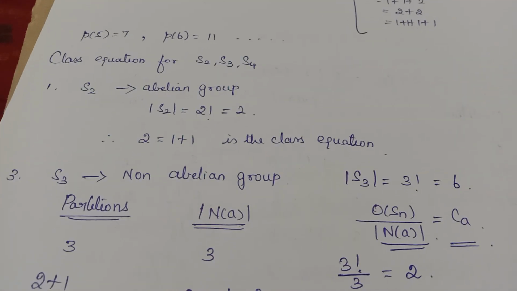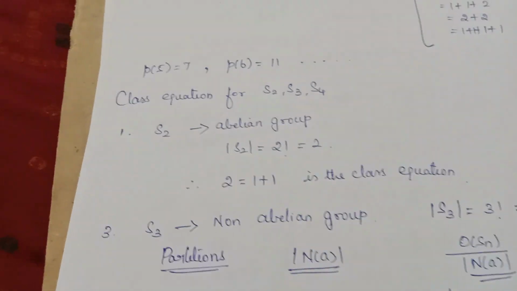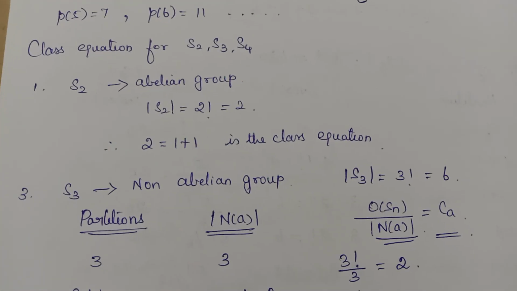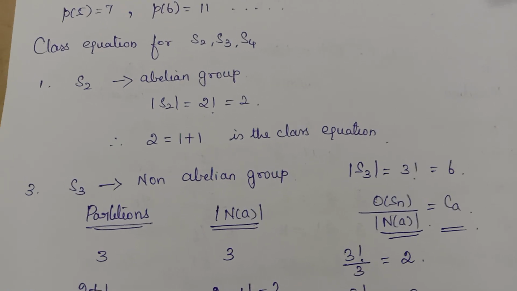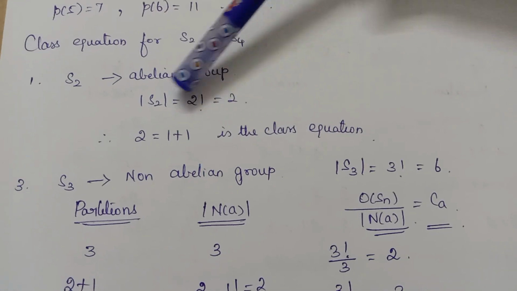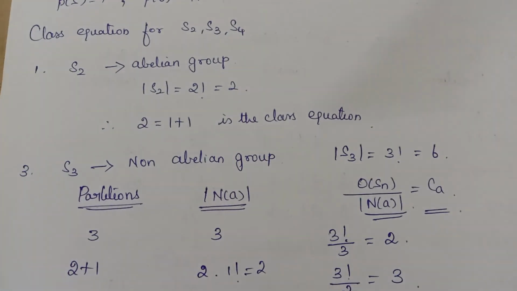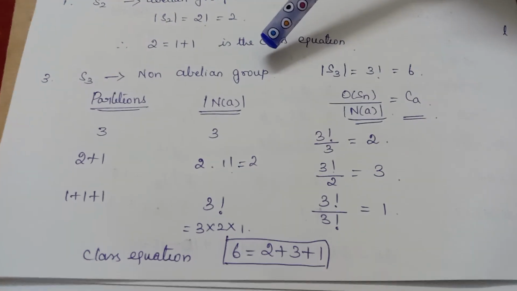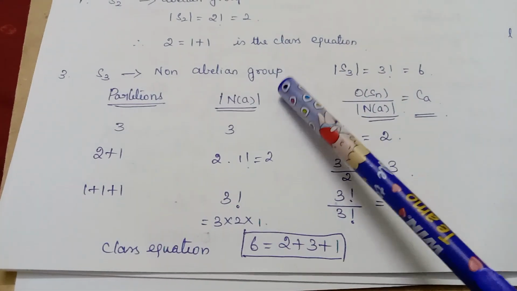So with all these things, let us compute the class equation for S2, S3 and S4. First, S2. We know that Sn is abelian for n less than or equal to 2. So S2 is an abelian group containing 2 elements. So its class equation is simply 1 plus 1. That's all. Next, S3, a non-abelian group. So let me tell you how to write the class equation.